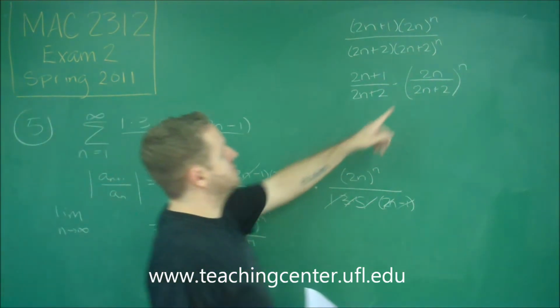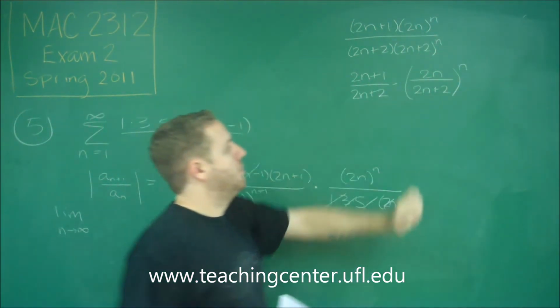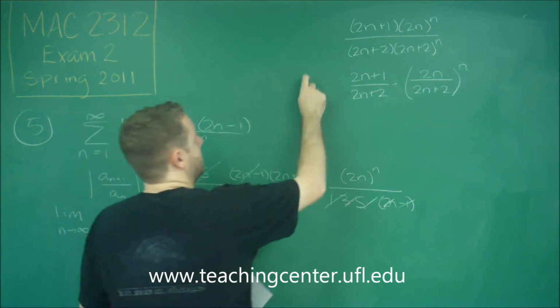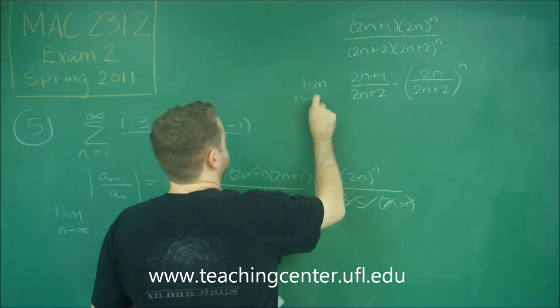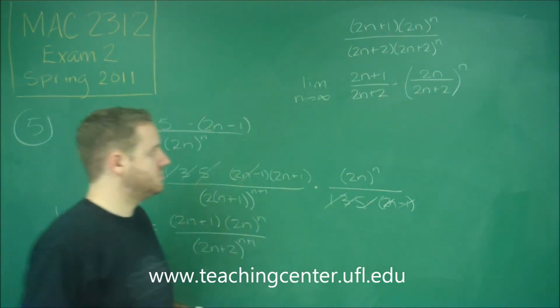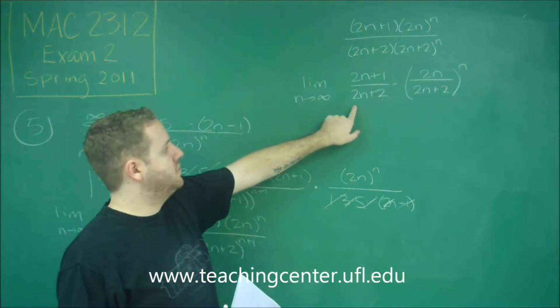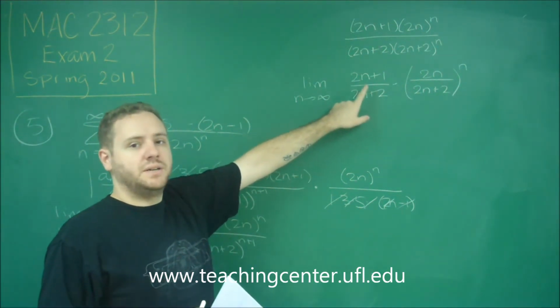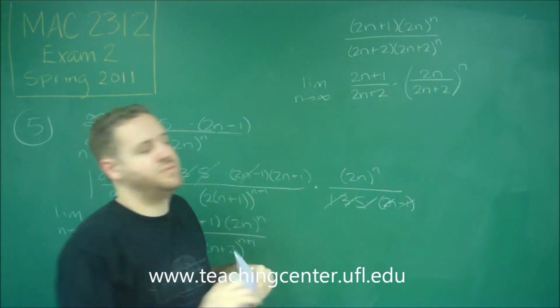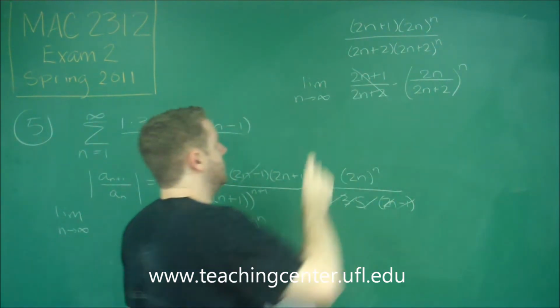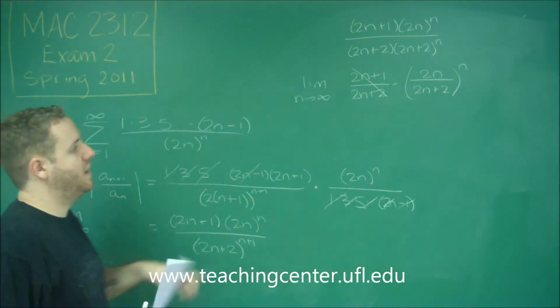So what I did here was with the two things that were to the n power, I combined it into one fraction. We're doing the limit as n goes to infinity of this. Well, this first term, same degree, same coefficient, limit as n goes to infinity of this is 1. So all we have is this term.